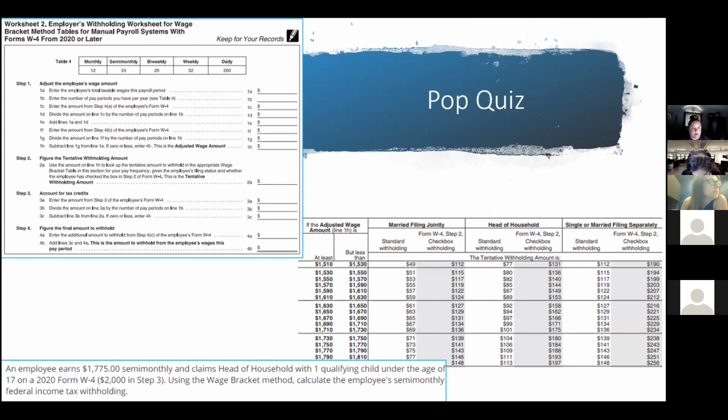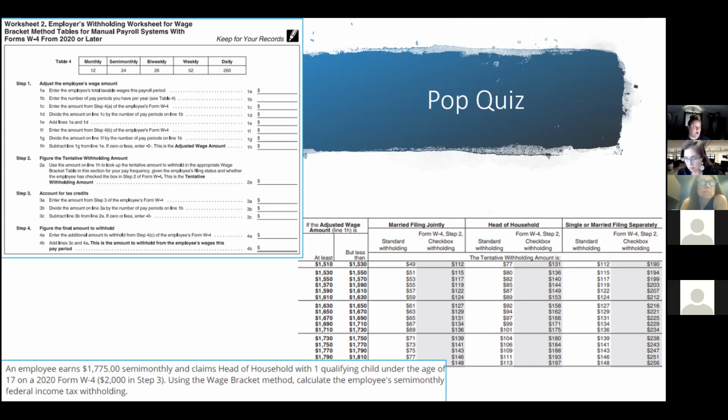So down in the corner, an employee earns $1,775 semi-monthly and claims head of household with 1 qualifying child under the age of 17 on 2020 Form W-4, which means he entered $2,000 in step 3 on his Form W-4. That's what the 1 child under 17 means. So using the wage bracket method, we're going to calculate the employee's semi-monthly federal income tax withholding.